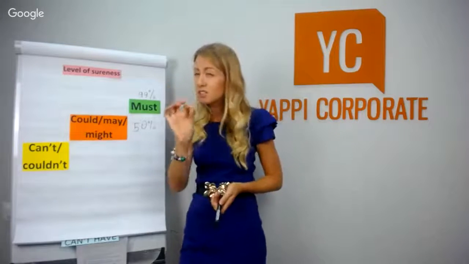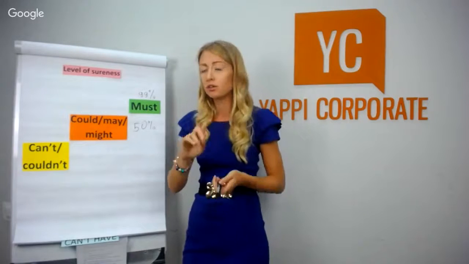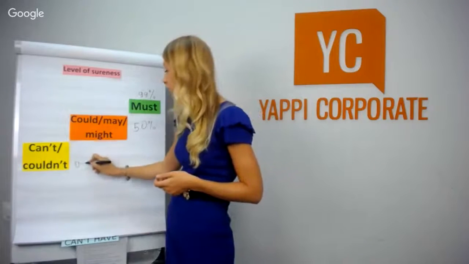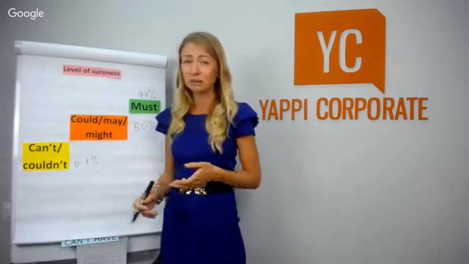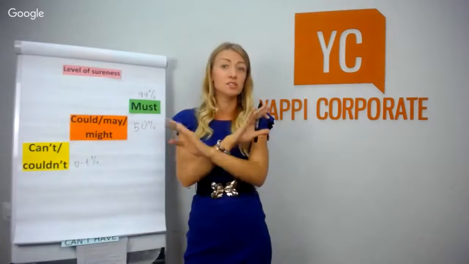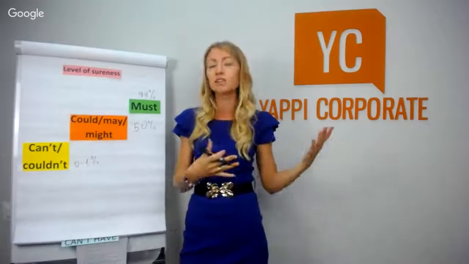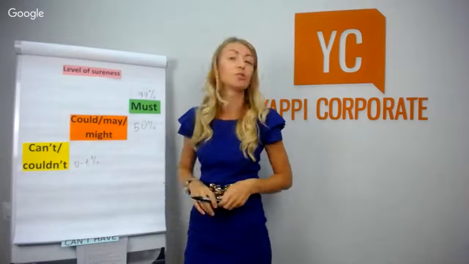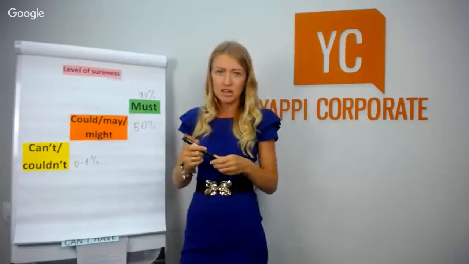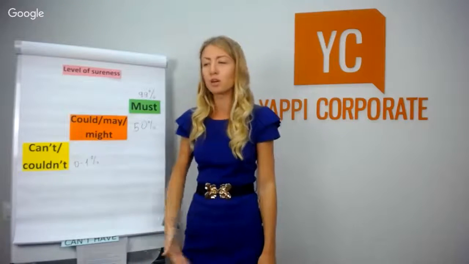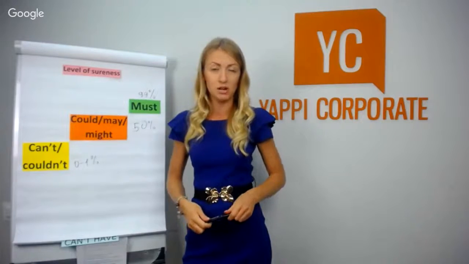And if you have a slight chance, like very small, 0 or 1%, that something could happen, or actually you're sure that it's not possible that it happened, so you would use can't or couldn't in this case. Like you say, he can't have been there, he was with me at this time, right? Or he couldn't have gone there, he was in another country at that moment, right?